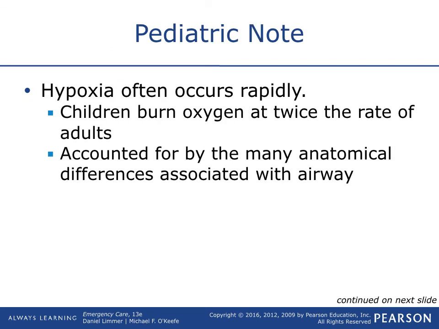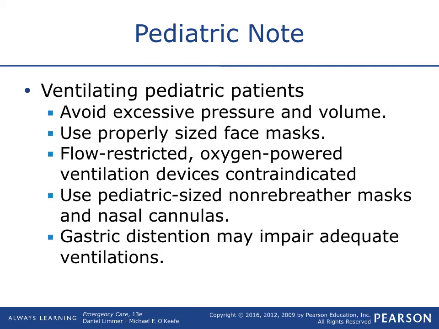Hypoxia often occurs rapidly. Children burn oxygen at twice the rate of adults. So you've got to look at hypoxia. With kids, especially, like they say, they burn through it quick. It takes no time at all to see a kid crash. Kids go hypoxic quick, and if they're hypoxic quick, that means they're going to go into respiratory distress and failure quick. So just remember that children can be fine and then crash. Adults, you see it slowly happening at times. So account for the differences associated with airway. Just keep that in mind with pediatrics. They burn quick and hypoxia often happens.